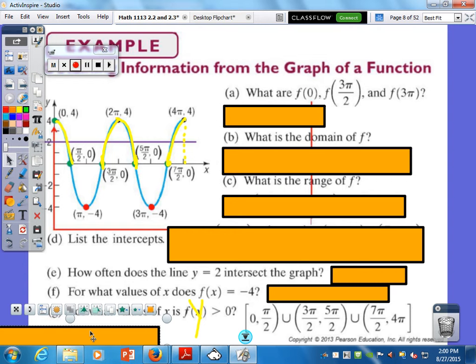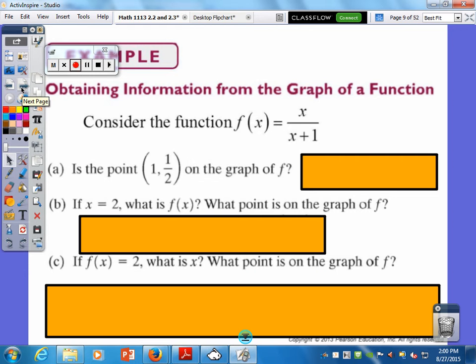Now do you notice that we don't have brackets on the 3 pi over 2 to 5 pi over 2? Why do we not put a bracket around those? Because those are on the 0, which is equal to 0, and you only use a bracket when you're capturing it and actually touching it. And then from 7 pi over 2 to 4 pi is where it oscillates.